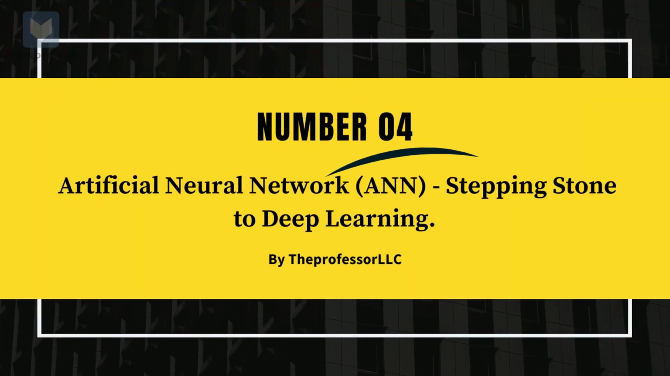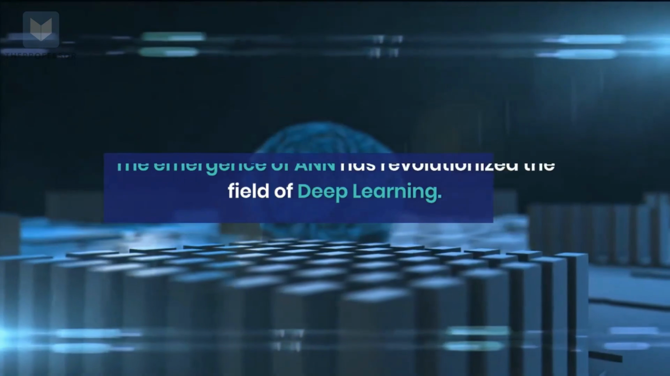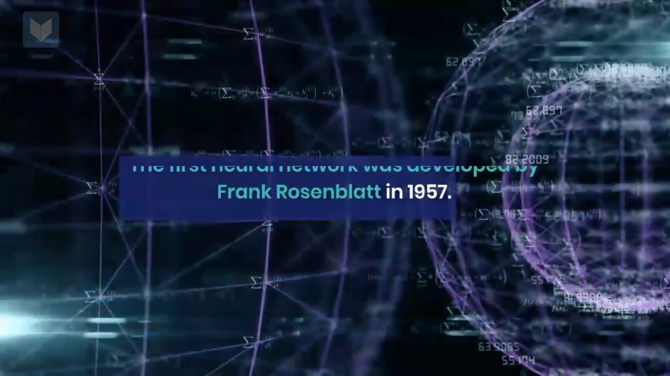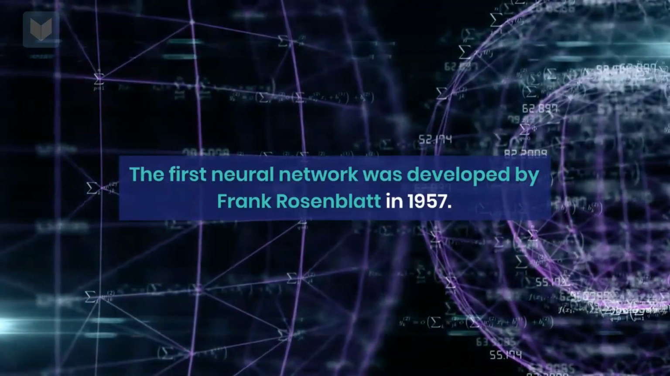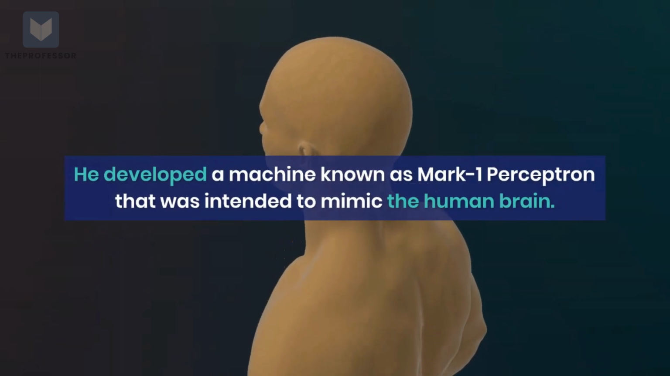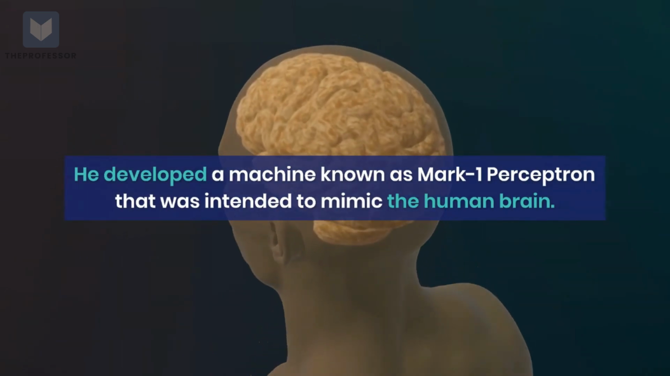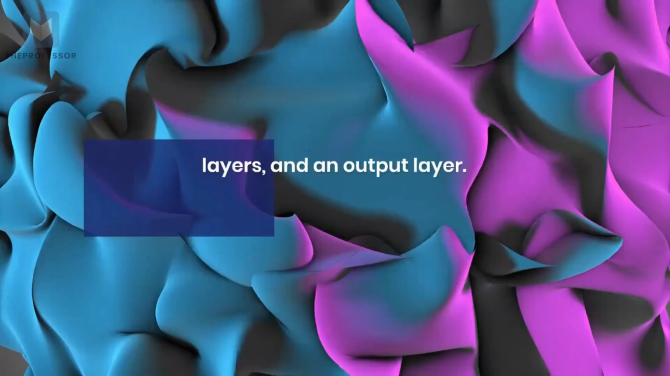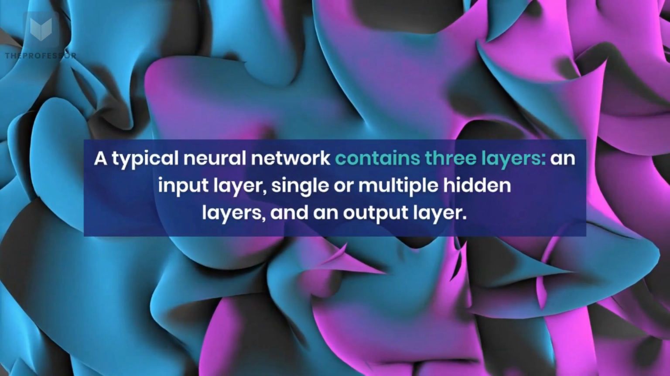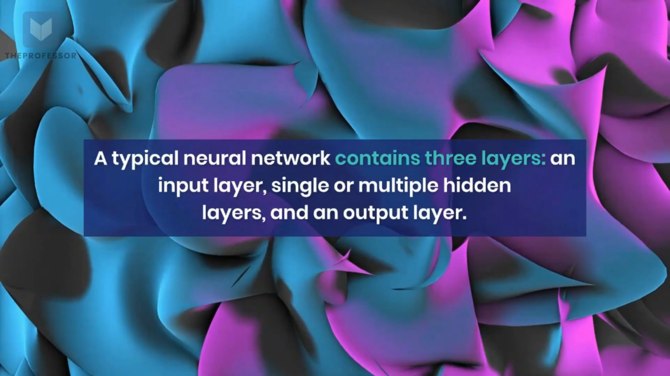Number 4. Artificial Neural Network, ANN, Stepping Stone to Deep Learning. The emergence of ANN has revolutionized the field of deep learning. The first neural network was developed by Frank Rosenblatt in 1957. He developed a machine known as Mark I perceptron that was intended to mimic the human brain. A typical neural network contains 3 layers: an input layer, single or multiple hidden layers, and an output layer.